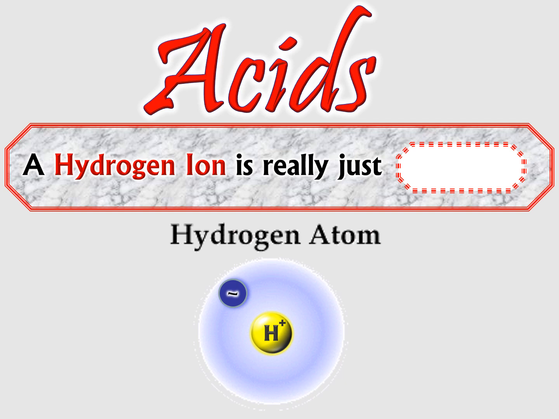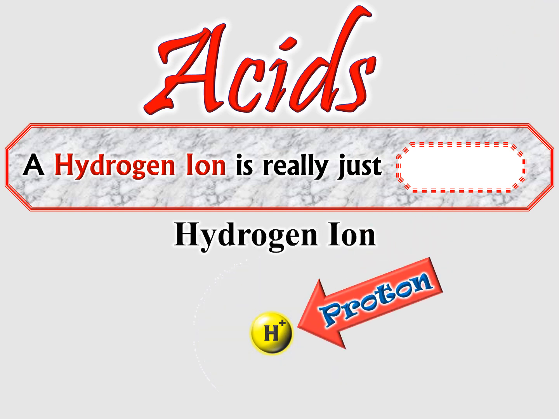It's a proton in the middle, as you should know, with an electron buzzing around it, that 1s1 electron in the first energy level. And what is a hydrogen ion? Well, a hydrogen ion is when it loses that electron. What's left? Just the proton. So a hydrogen ion is really just a proton.